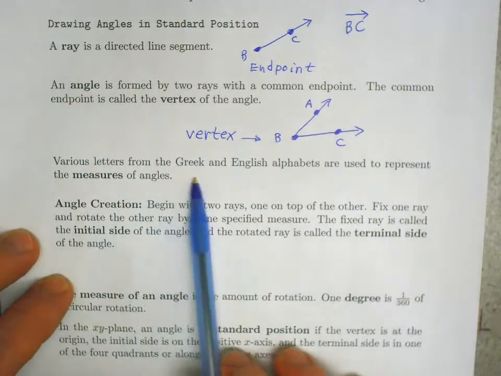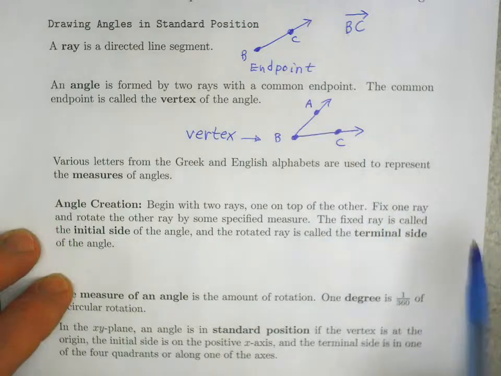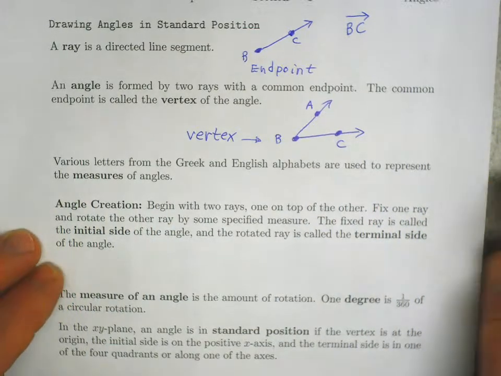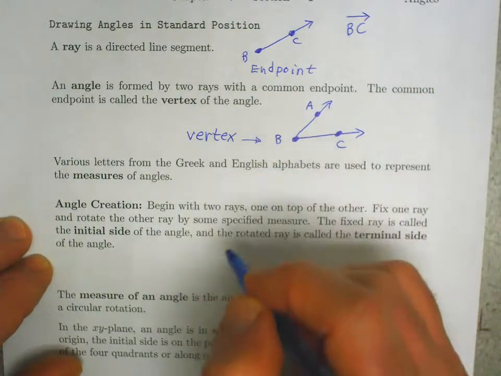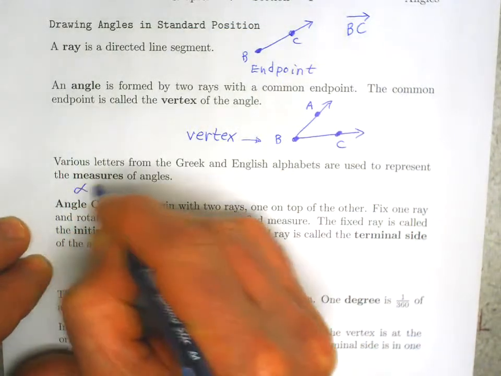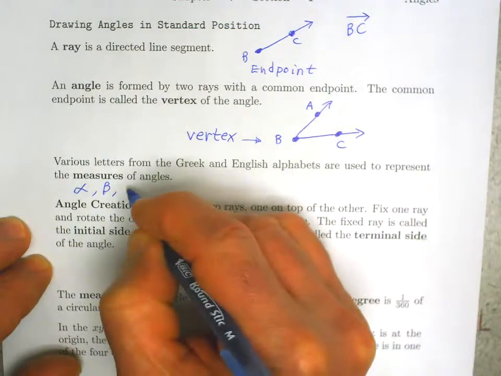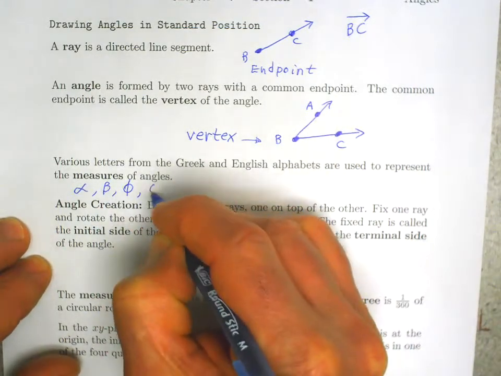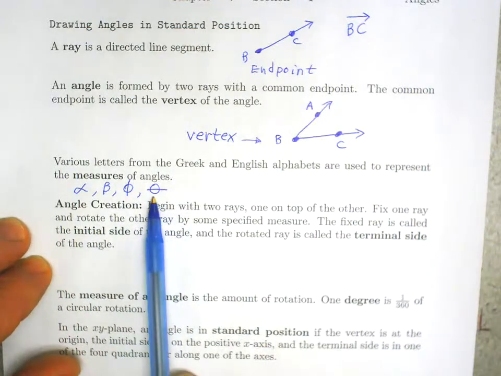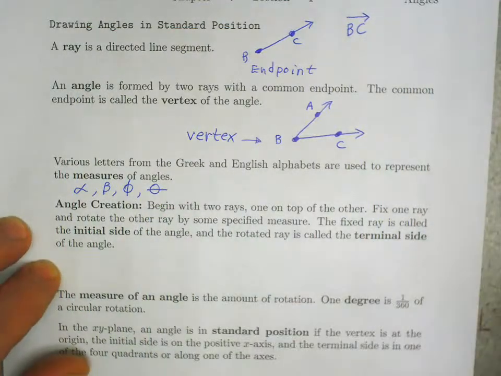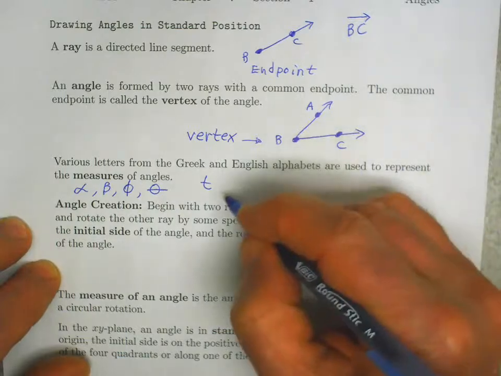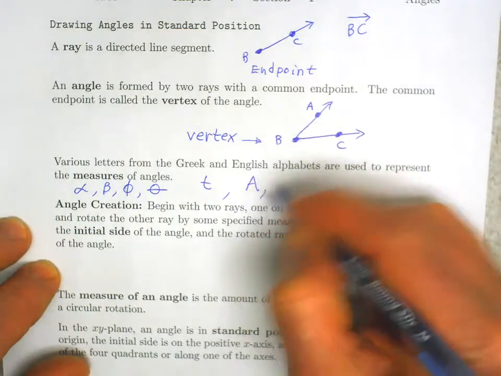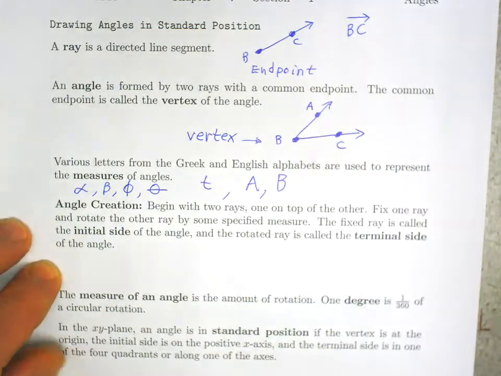Various letters from the Greek and English alphabets are used to represent the measures of angles. And nothing is off limits, but some common Greek letters are alpha, beta, phi, theta. You'll see theta quite a bit. And English alphabet letters can also be used. We'll use the letter T. Sometimes we'll just use capital A, capital B, and so on.